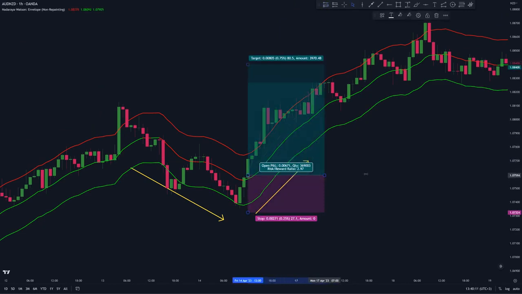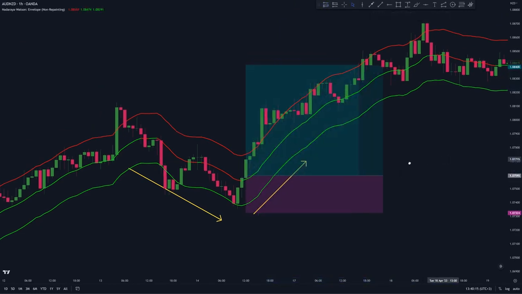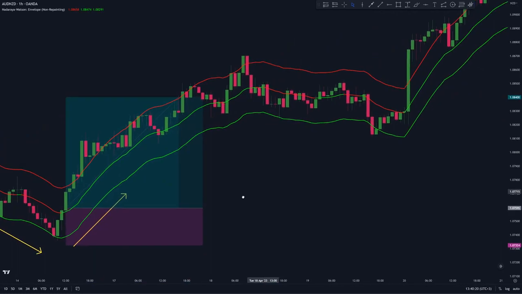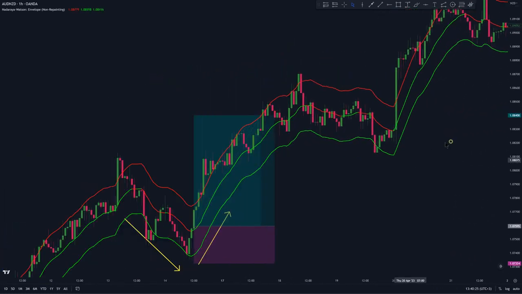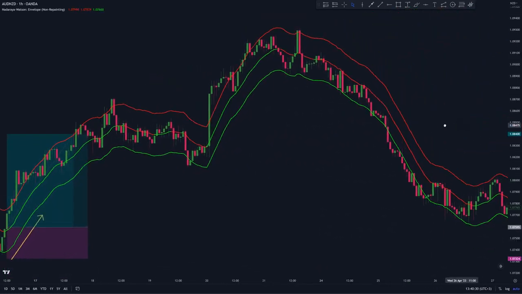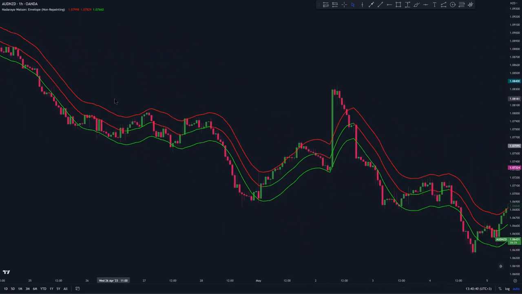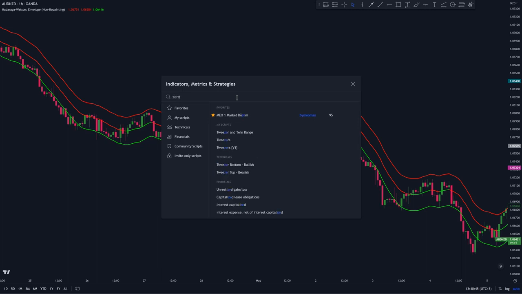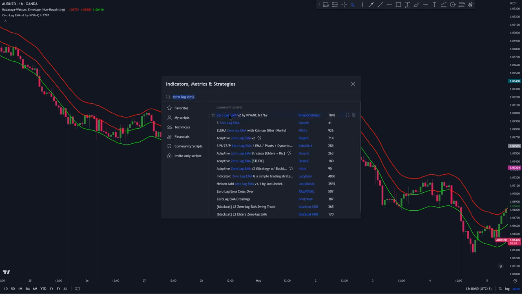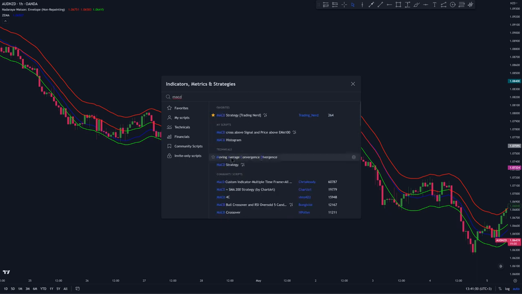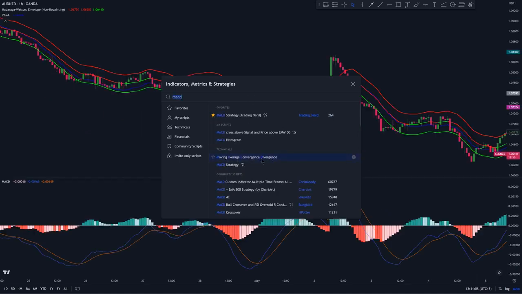And of course, we're gonna do the opposite for a short trade. Now, to minimize some of the losses produced by this indicator when the market is consolidating, let's add 2 more indicators to the chart. In the indicator search box, type in Zero Lag EMA and select this one by Kevin. Next, type in MACD, this one that says Moving Average Convergence Divergence.